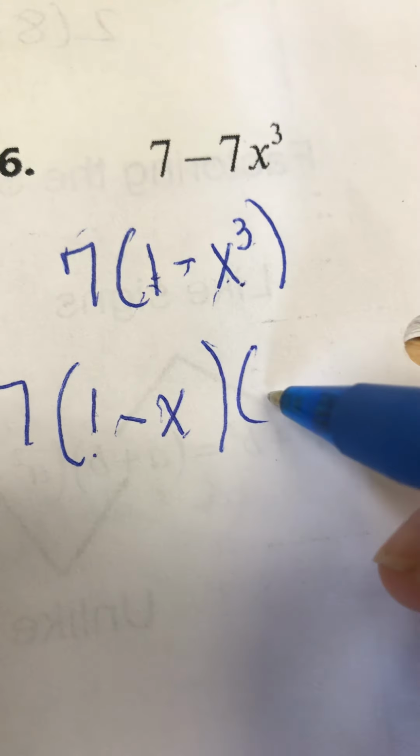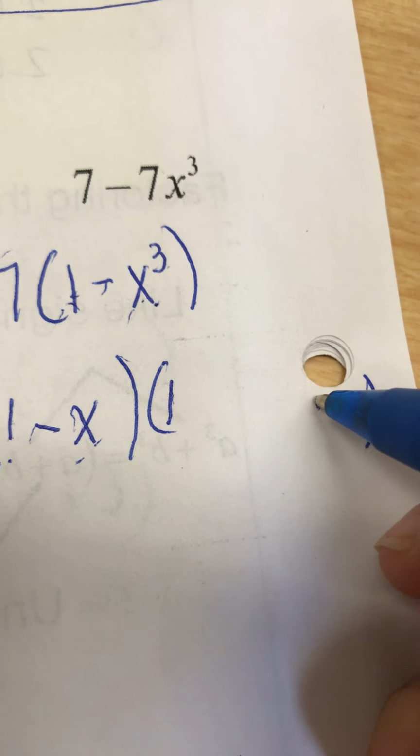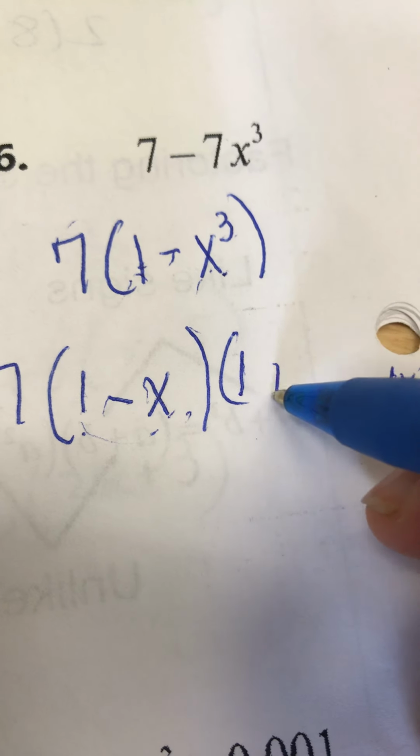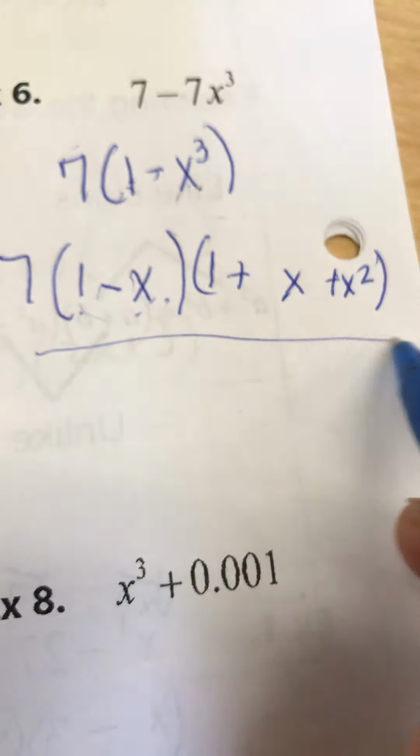Then square 1 is 1. Square negative x is a positive x squared. And then the product of the 2 opposite is x. That whole thing is the answer. Make sure 7 is in it.